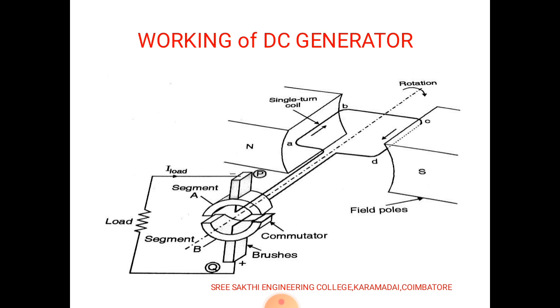As the commutator has a property of converting the bidirectional EMF into unidirectional EMF, that is AC to DC, the DC current is generated by the DC generator, which can be directly used by connecting the output across the load, or it can be stored in batteries and used later on.